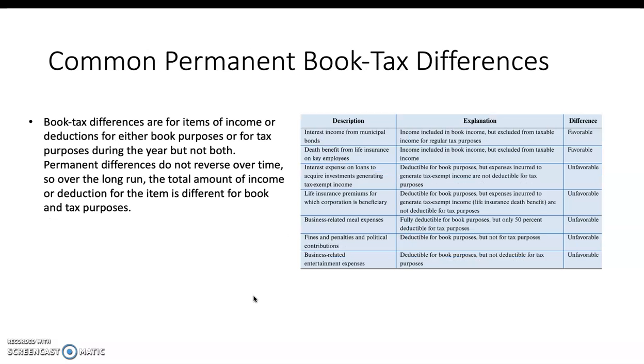Common permanent book tax differences. Permanent book tax differences are for items of income or deductions for either book purposes or tax purposes during the year, but not both. Permanent differences do not reverse over time, so over the long run, the total amount of income or deduction for the item is different for book and tax purposes. Again, this is taken straight from the book, but more examples on the right of the screen.